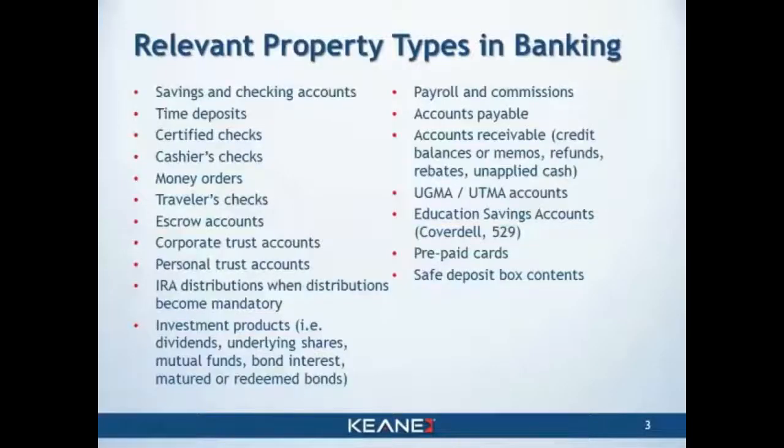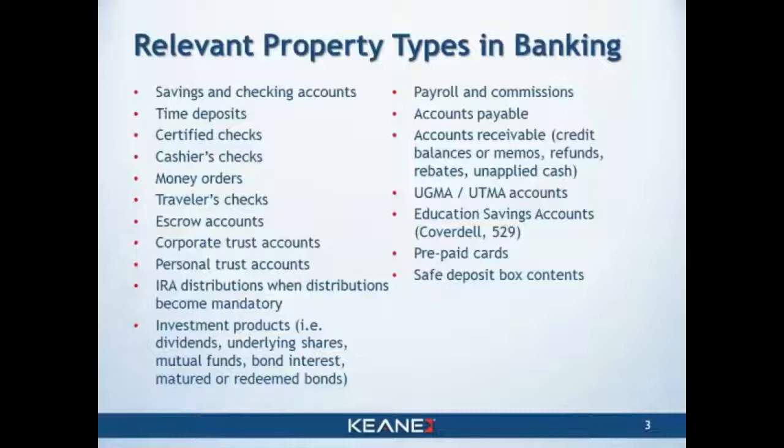The relevant property types that the states would expect to see reported. And remember, I'm telling you that the states are getting savvy as to what lines of business you have, and they're going to be looking at what you're reporting. So the obvious ones are your demand deposit accounts and checks.